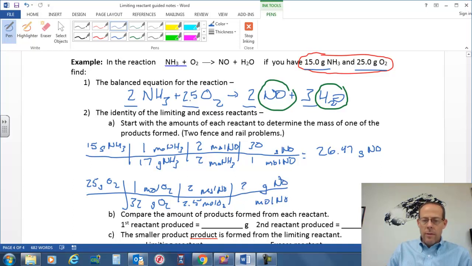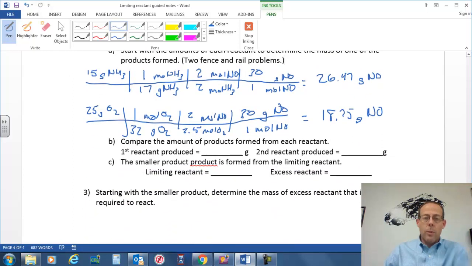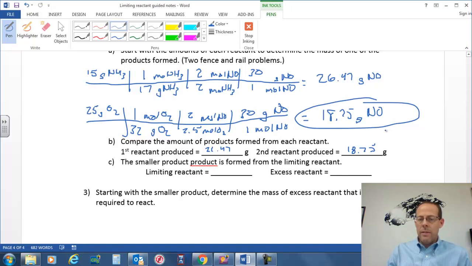And in this case, we have 30 grams again and 1 mole. So when we do this math, we find our answer is 18.75 grams of NO. Alright, so I mentioned earlier that the limiting reactant tells us how much product we can actually make. Okay? So, whichever one of these is the smaller amount is the correct amount. So maybe here in your notes you might say the first reactant produced 26.47 grams, and the second reactant produced 18.75 grams. So this is really how much we can make, is 18.75.